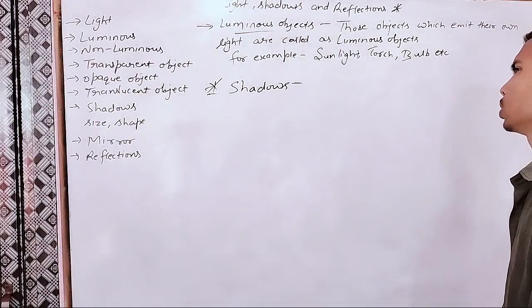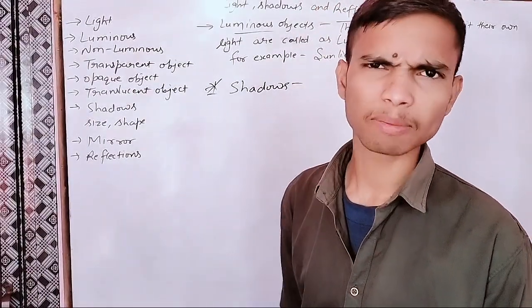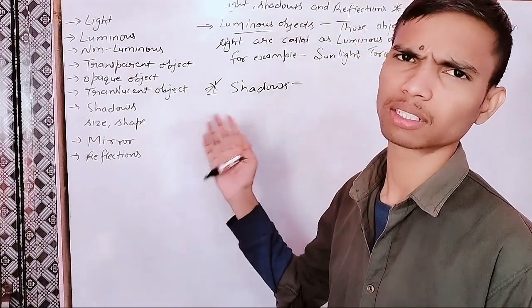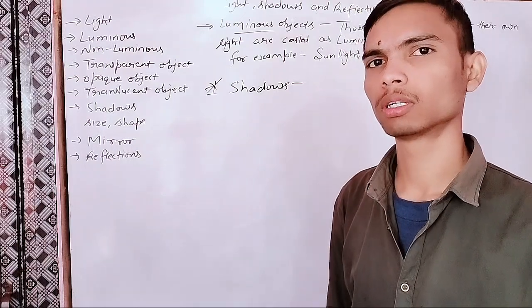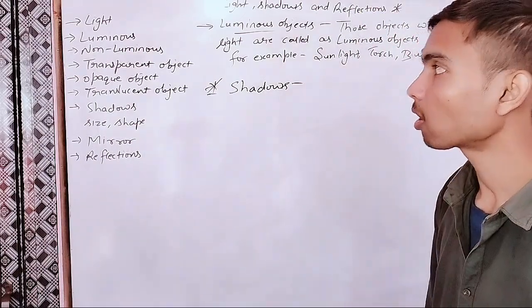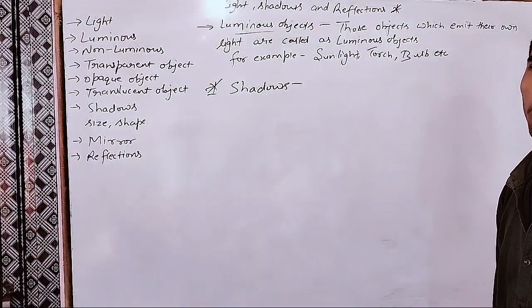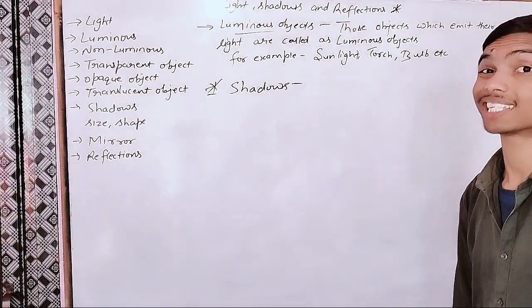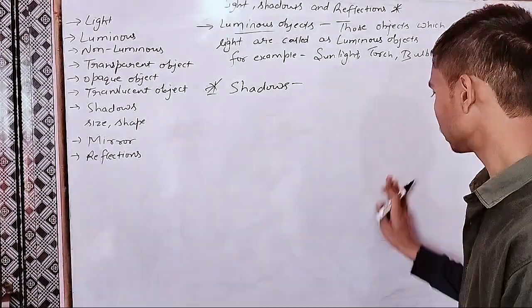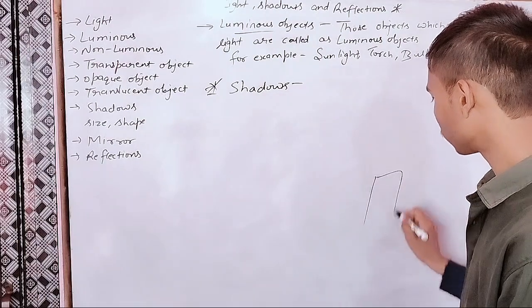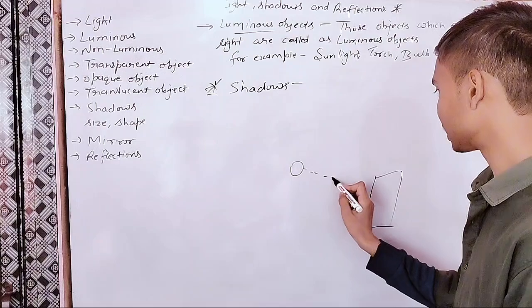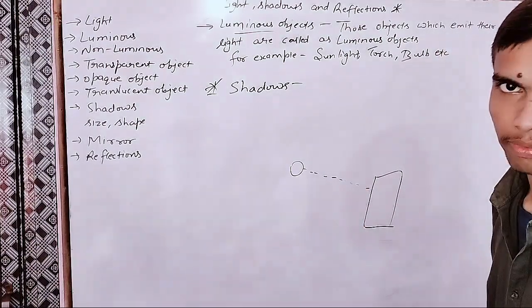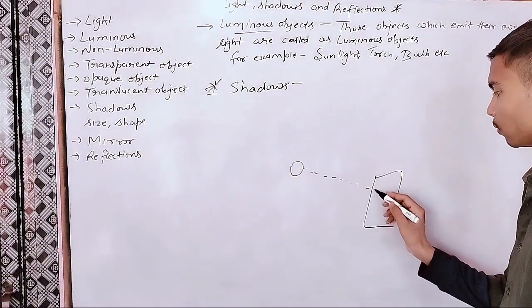So here we understood what an opaque object is. Here I am saying opaque object because we are understanding about shadows. Why are we saying opaque object? Because there is a connection, a link, between an opaque object and shadow. What is the link? This is an opaque object, there is a source light, and this light is falling on the surface of this opaque object.